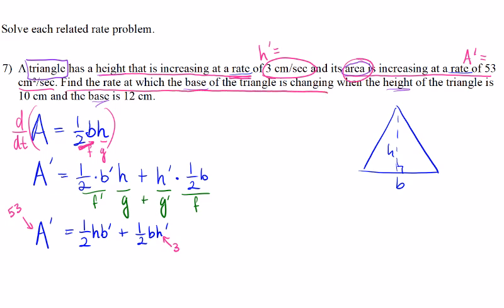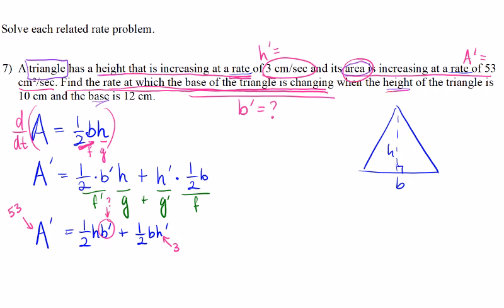Then it asks us the question, or it tells us at least, find the rate at which the base of the triangle is changing. And so they're asking for b prime, right? The rate at which the base of the triangle is changing is b prime. So that's what they're asking for. This is the one that we're going to be solving for.